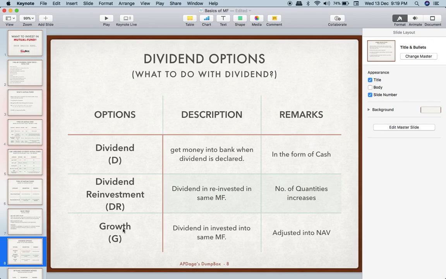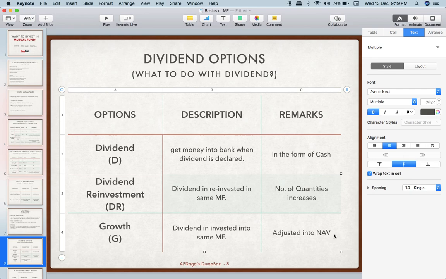And if you select growth, then your dividend gets invested into the same mutual fund plan again, but here your quantities will not increase. Its NAV will get adjusted, meaning the price of each fund will get adjusted. My opinion is growth option is very very good.